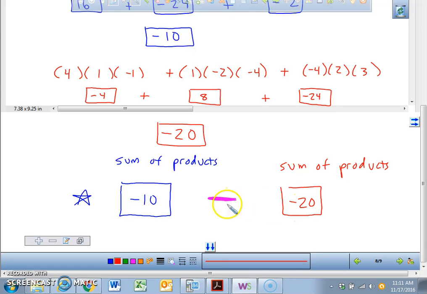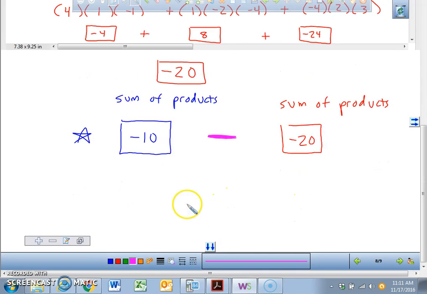What's going to happen to these negatives? They're going to cancel out. It's going to become what? Negative 10 plus 20. So your final answer is just a 10.